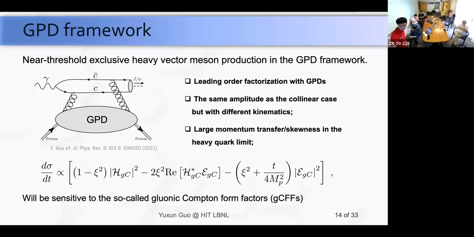And those amplitudes here, H and E, are called the Compton form factors, because this is like Compton scattering in the quark case. So we can call them gluonic Compton form factors. They are basically the amplitudes given by these diagrams. And so in principle, you can study this process to extract the Compton form factors, which are the amplitudes here.